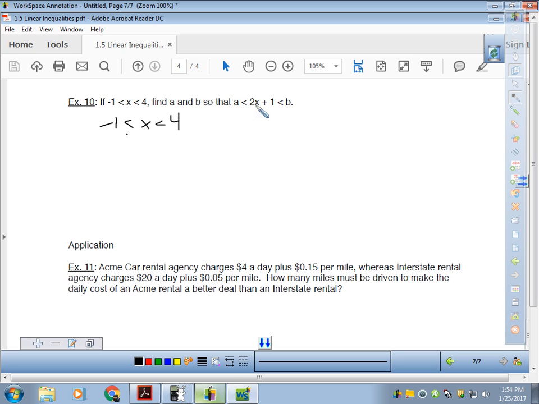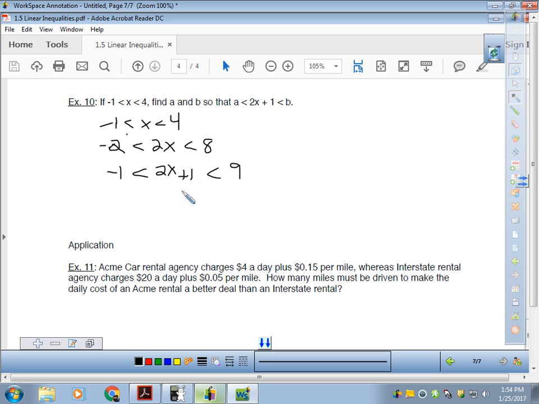The first thing I need to do is get a 2 in front of that x, which means I need to multiply everything by 2. Negative 1 times 2 is negative 2. x times 2 is 2x. And 4 times 2 is 8. Now I'm a little bit closer. Now the next thing I need to do is add a plus 1. So I need a plus 1 on all of these. Negative 2 plus 1 gives me negative 1. 2x plus 1 gives me 2x plus 1. And 8 plus 1 gives me 9.